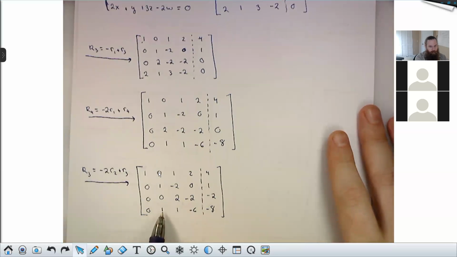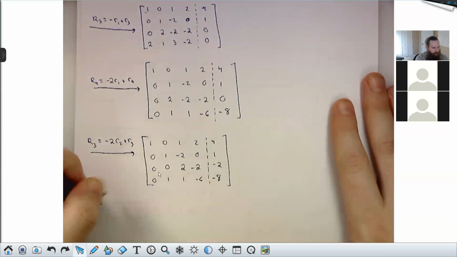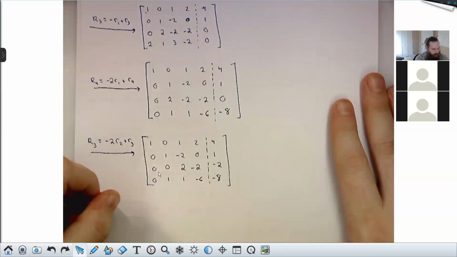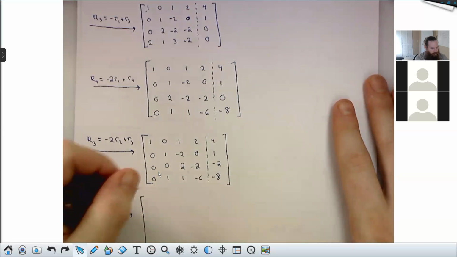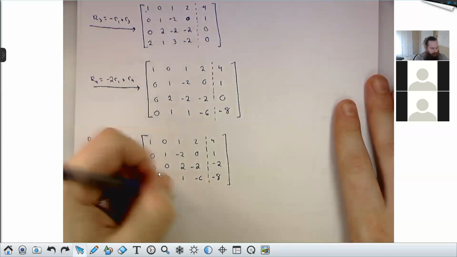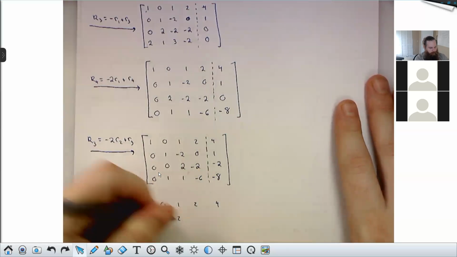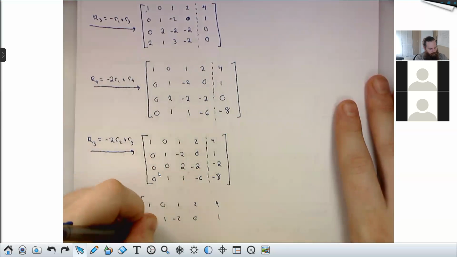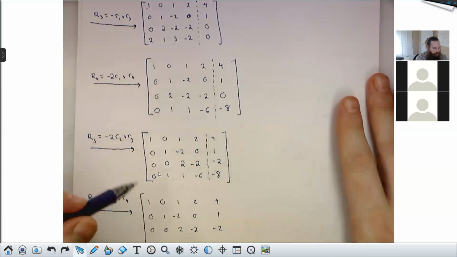Next, I need to make this a 0. Easiest way to do that is just take this row and subtract it from this row. So my new row 4 is going to be negative row 2 plus row 4. This is the last one I'll fit on this page. So row 4 is the one that's changing. We copy everybody else down. Now to do the job.